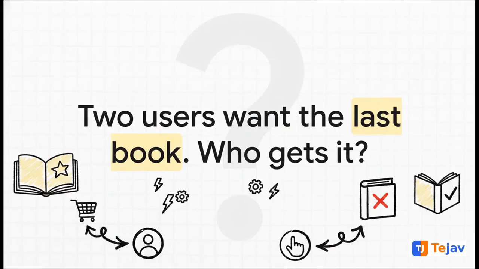Let me paint a picture for you. We have one single copy left of a brand new bestseller. At the exact same millisecond, two different users hit the Buy Now button. Who gets the book? More importantly, how do we stop ourselves from accidentally selling it twice?